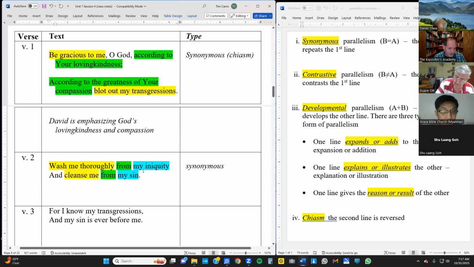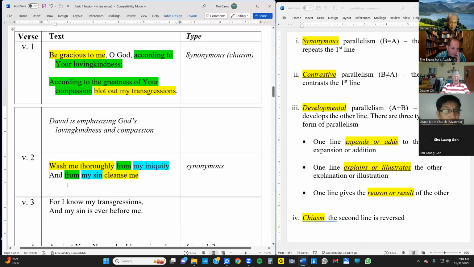Now, notice here, by the way, these are exactly parallel. What if the second line, what if he had said this? What if he had said, "from my sin, cleanse me"? What would that show us if he had put it this way? It's still synonymous, but yeah, this would be a chiasm if he did it that way.